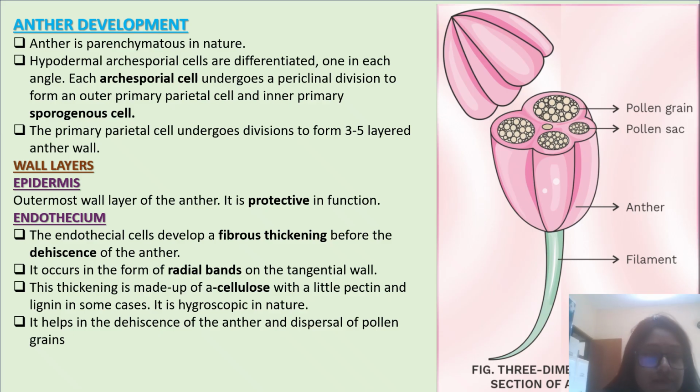Next, endothecium. The endothecial cells develop a fibrous thickening before the dehiscence of the anther. It occurs in the form of radial bands on the tangential wall. This thickening is made up of cellulose with a little pectin and lignin in some cases. It is hygroscopic in nature. It helps in the dehiscence of the anther and dispersal of the pollen grains.